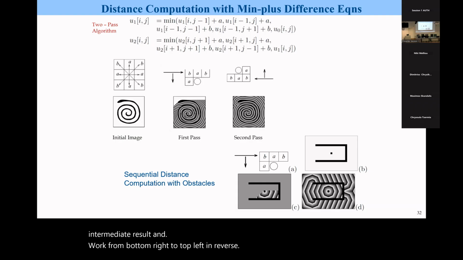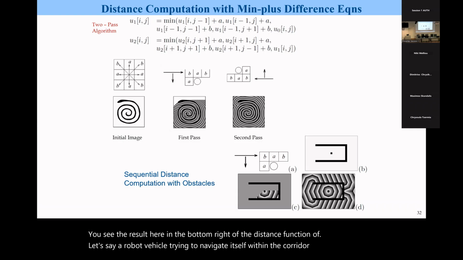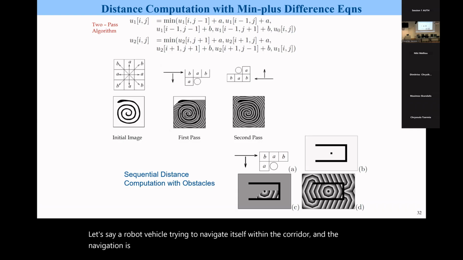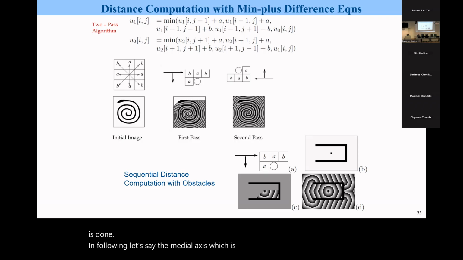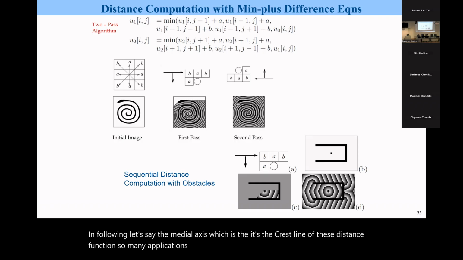And you see the result here in the bottom right of the distance function of, let's say, a robot vehicle trying to navigate itself within the corridor, and the navigation is done by following, let's say, the medial axis, which is the crest line of this distance function. So there are many applications in computer vision and robotics of finding this distance function recursively. And again, this recursion is essentially a min plus dynamical system.